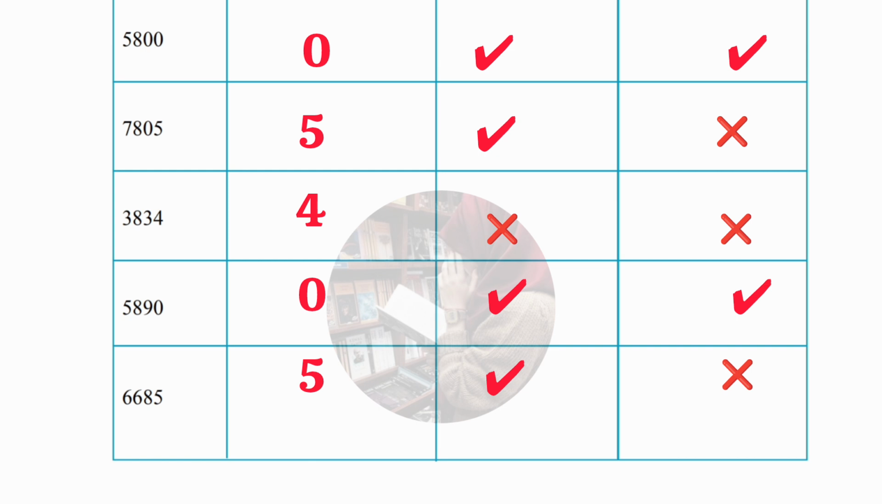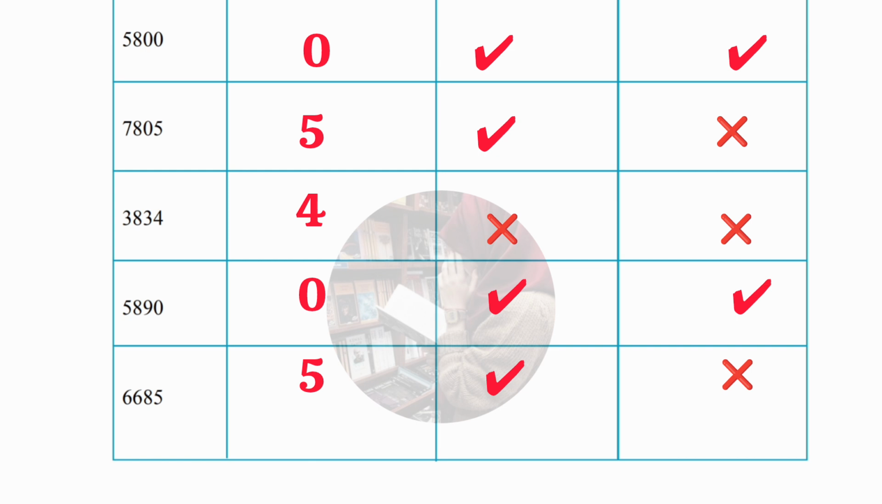Okay guys, next number is 3834. So 4 is in the ones place, that's why write down 4. As 4 is an even number, it is not divisible by 5 as well as 10. Put a cross mark in both the columns. Next number is 5890. The last digit is 0, which is in the ones place, that's why I write down 0. As we have 0 in the last digit, it is divisible by both 5 and 10. That's why I put a tick mark in both the columns.